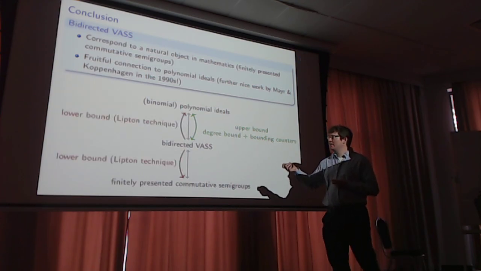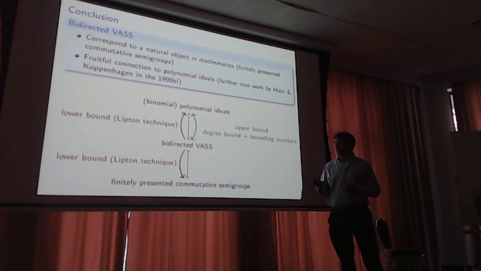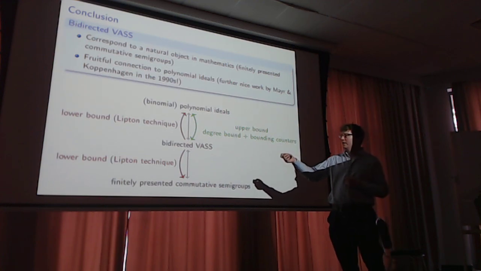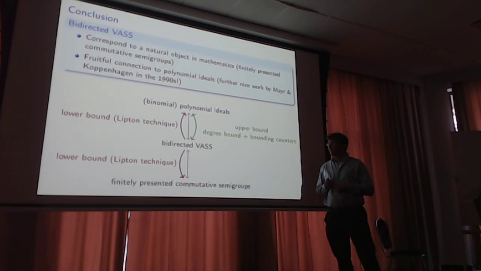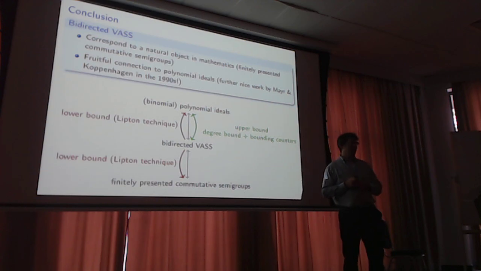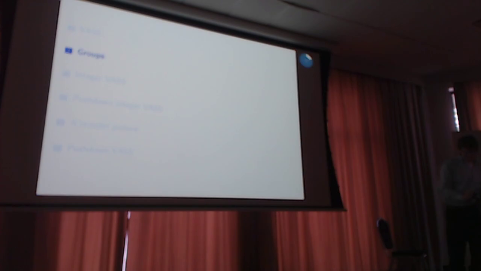And they used VAS, on the other hand, to supply the other two areas with lower bounds. So the lower bound for bidirected VAS is just a slight variation of the Lipton technique, and so that gives you an exponential space lower bound for polynomial ideals. So I think this is a super fruitful connection. All right. Any questions?